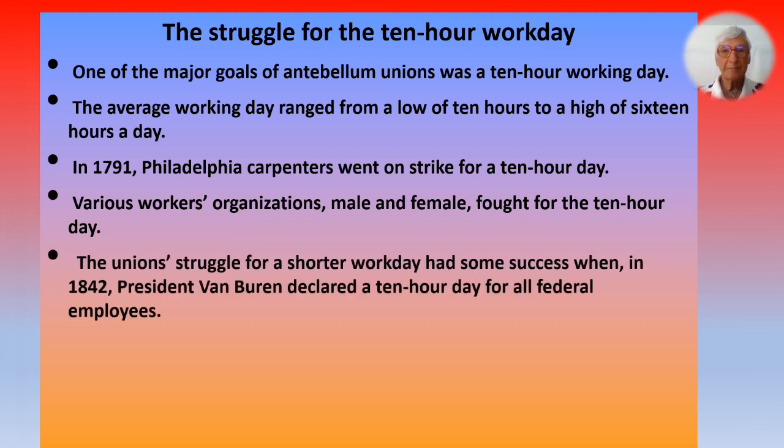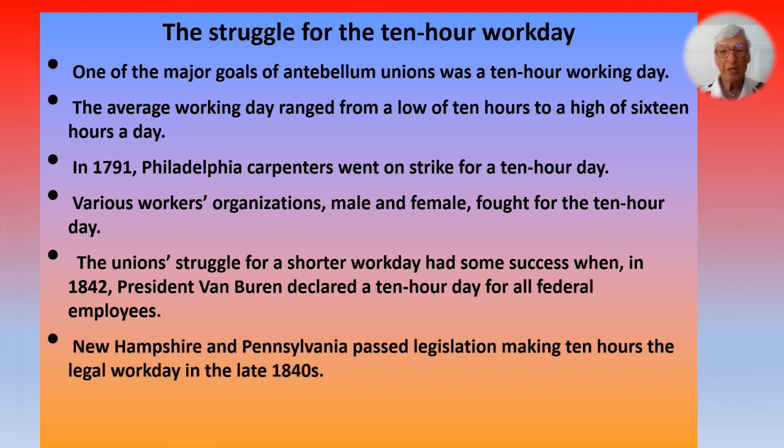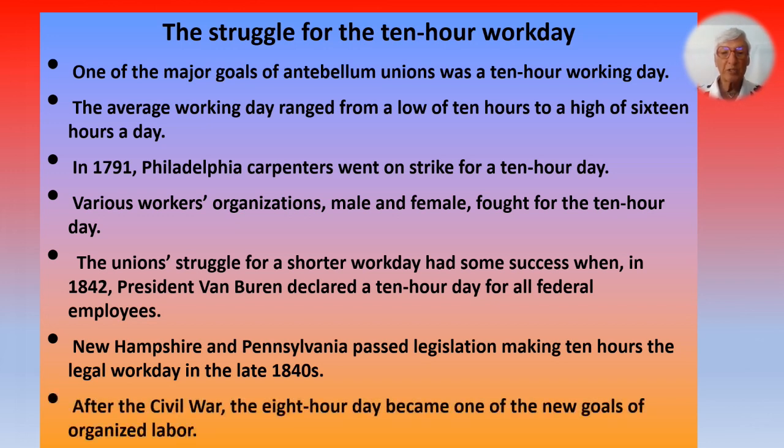The union's struggle for a shorter workday had some success when in 1842 Van Buren declared a 10-hour workday for all federal employees. New Hampshire and Pennsylvania passed legislation making 10 hours the legal workday in the late 1840s, and then after the Civil War, the 8-hour day became the new goal of organized labor.